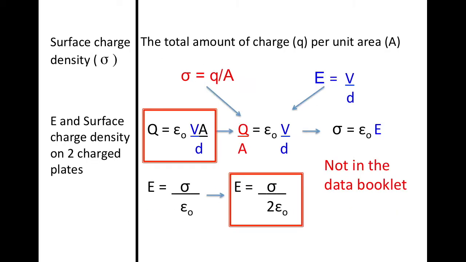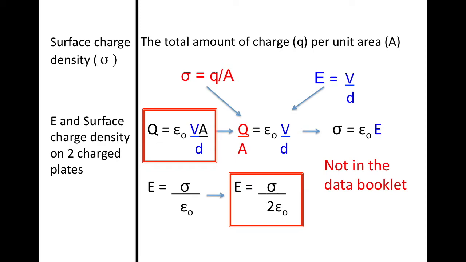When looking at a charged plate, we can find the amount of charge per given amount of space, which we call surface charge density, and this is denoted by a lowercase sigma. Surface charge density, the density of the area, is Q, which is the charge, divided by A, which is the area. There is one equation that deals with the electric field strength and the surface charge density on two charged plates. If you are asked to do a problem that involves this, the equation will be given to you.